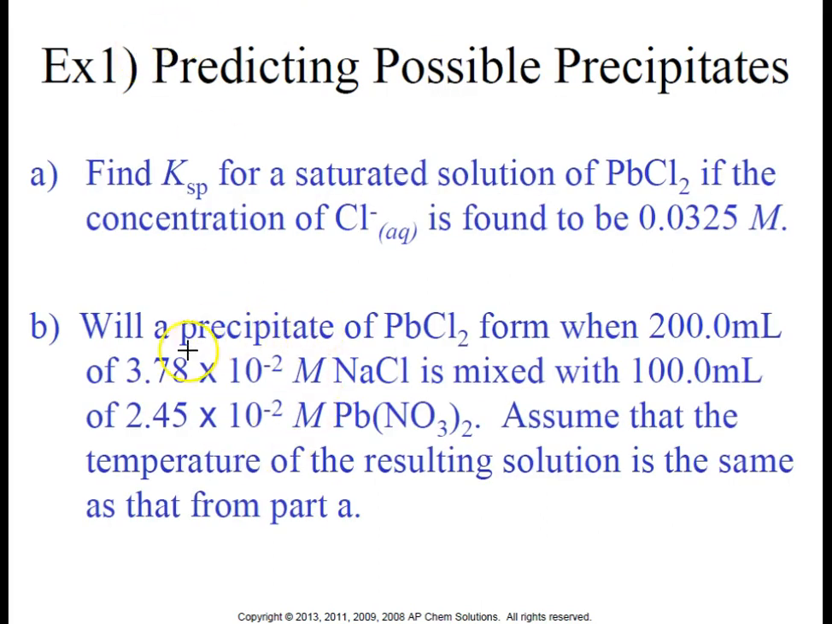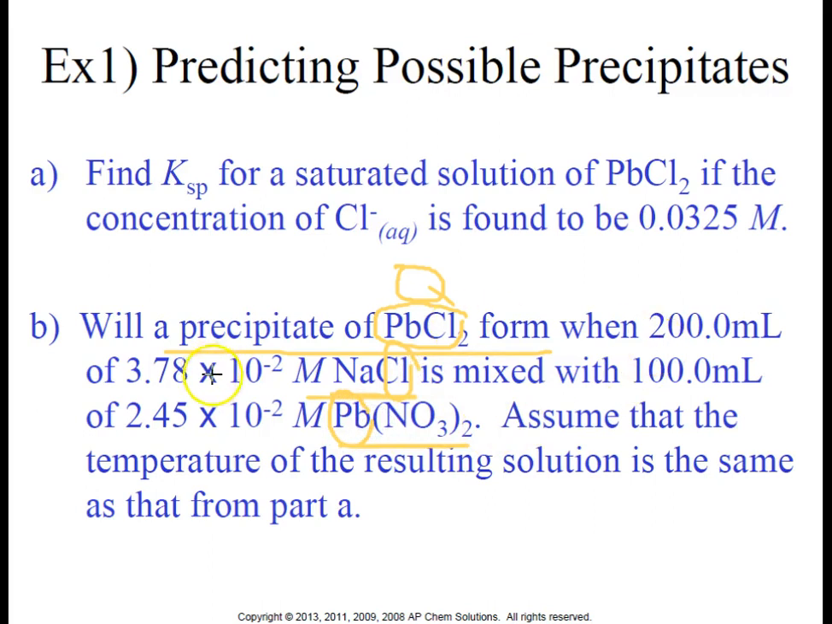So the question, will a precipitate form? That always means that we're looking for Q for this KSP. Even though these things seem to be our reactants, we have to write Q just like we wrote KSP. So we have to write it using that KSP equation, which is the lead chloride dissolving. What we need from this is our chloride concentration and our lead concentration.